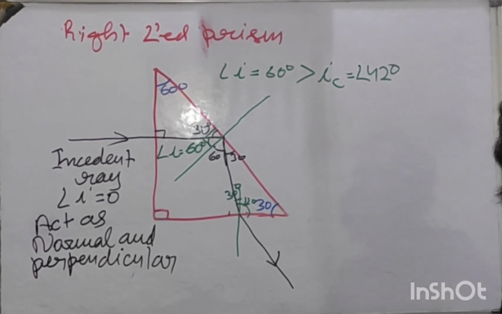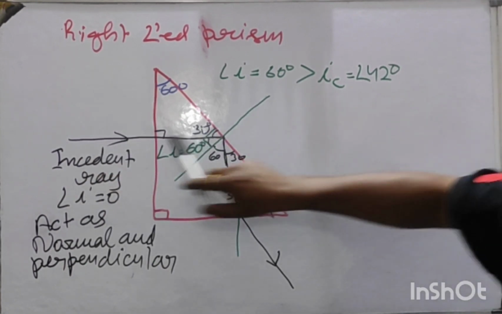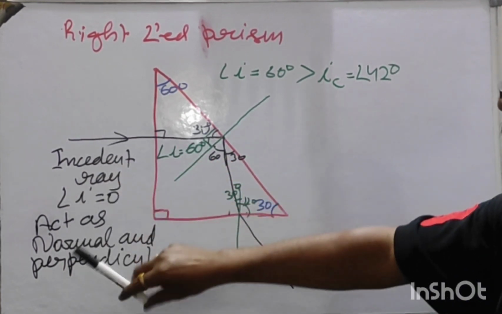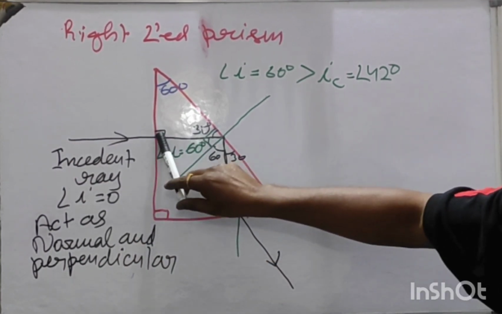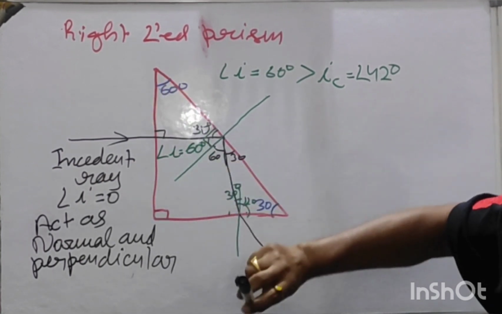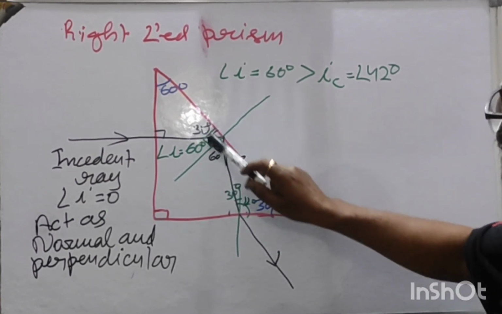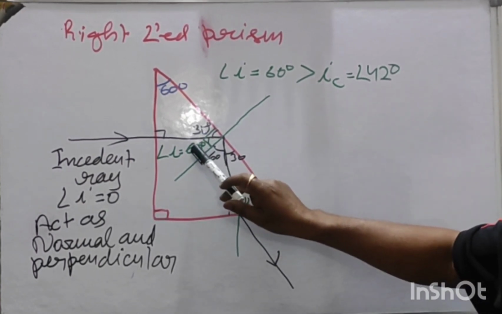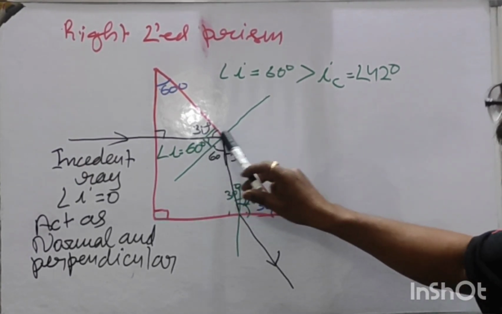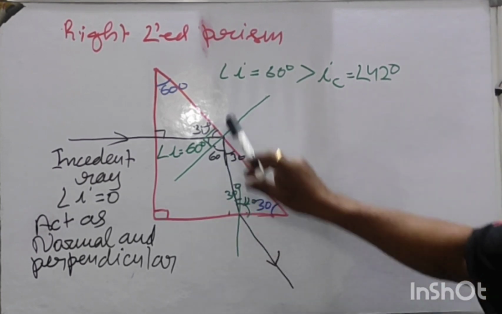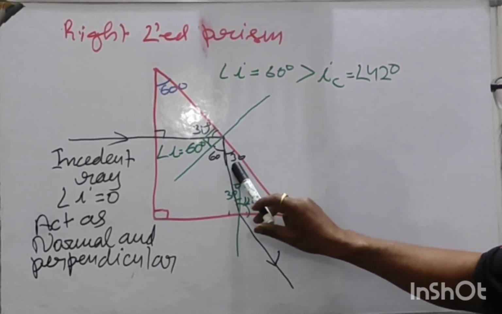I told you this is the incident ray, right? So it is behaving like a normal as angle I is 0. It hits the surface here. So this is 90 degree, this is 60 degree, this is 30 degree. When you take the normal of this surface, it is 90 degrees, and 90 minus 30 becomes 60 degree. 60 degrees is greater than critical angle, so total internal reflection occurs and the light ray goes like this, right? So this is 60 degree, this is 30 degree. This is 30, this is 30.